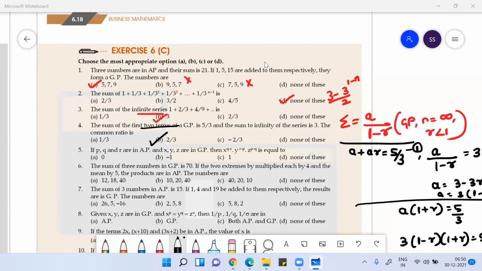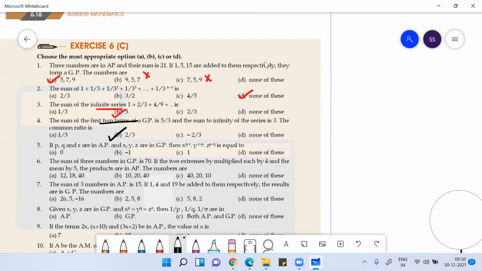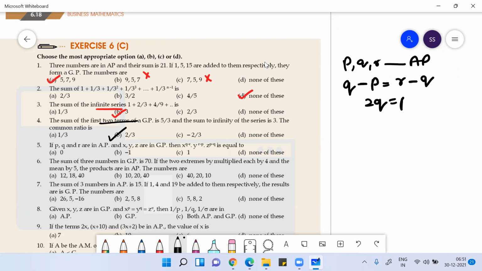Fifth one, what is given here? P, Q, R are given to be in AP. If P, Q, R are in AP, the difference is the same, meaning Q minus P will be R minus Q. It means 2Q will be P plus R, so Q is equal to P plus R by 2. You have to learn this by heart.